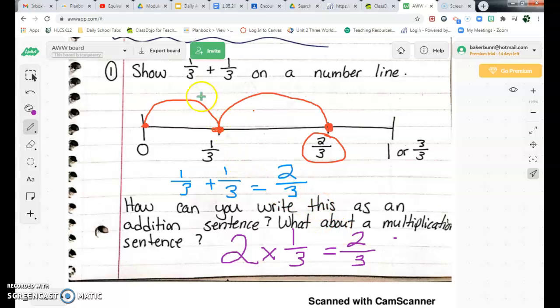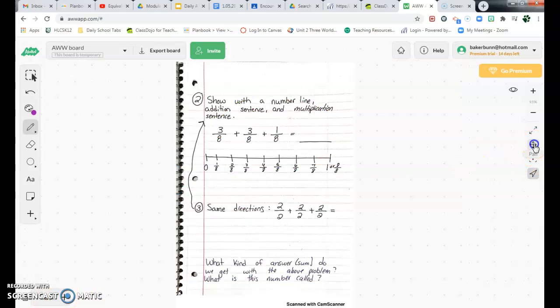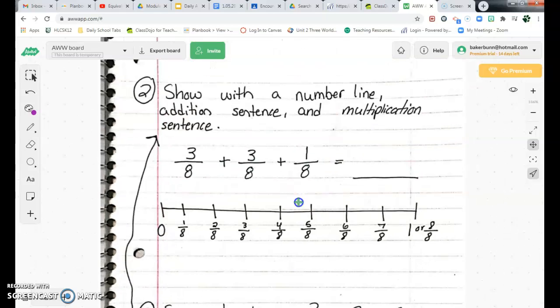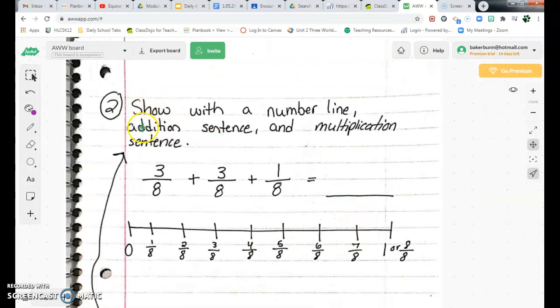So we've just expressed this in three different ways. We've expressed it on a number line, as an addition sentence, and as a multiplication sentence. So we're going to continue doing that by showing it as a number line, addition, and multiplication sentence on the back side here. So I'm going to zoom in. There we go. You guys do not have to write the directions down, but I would like you to write down the number line, and I would like you to write down this addition problem right here.